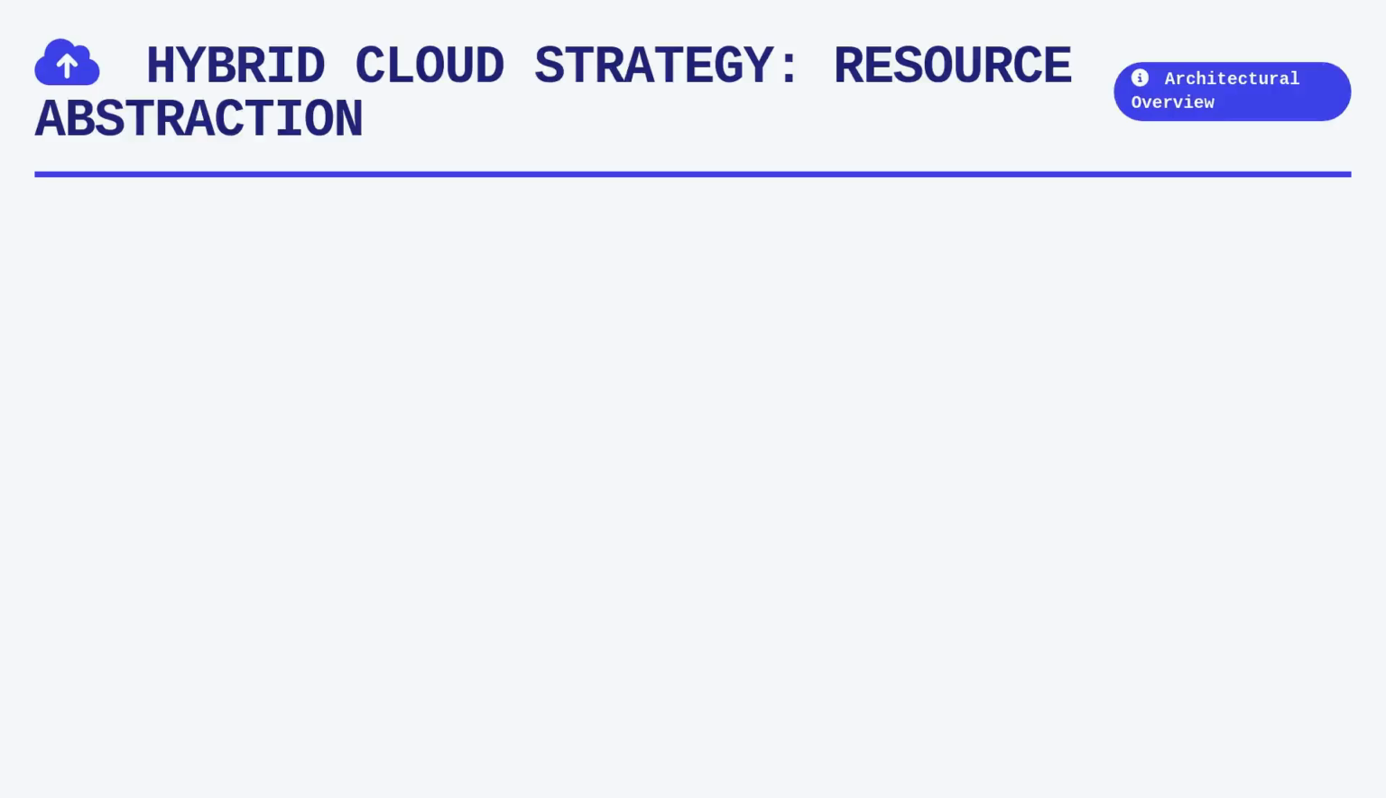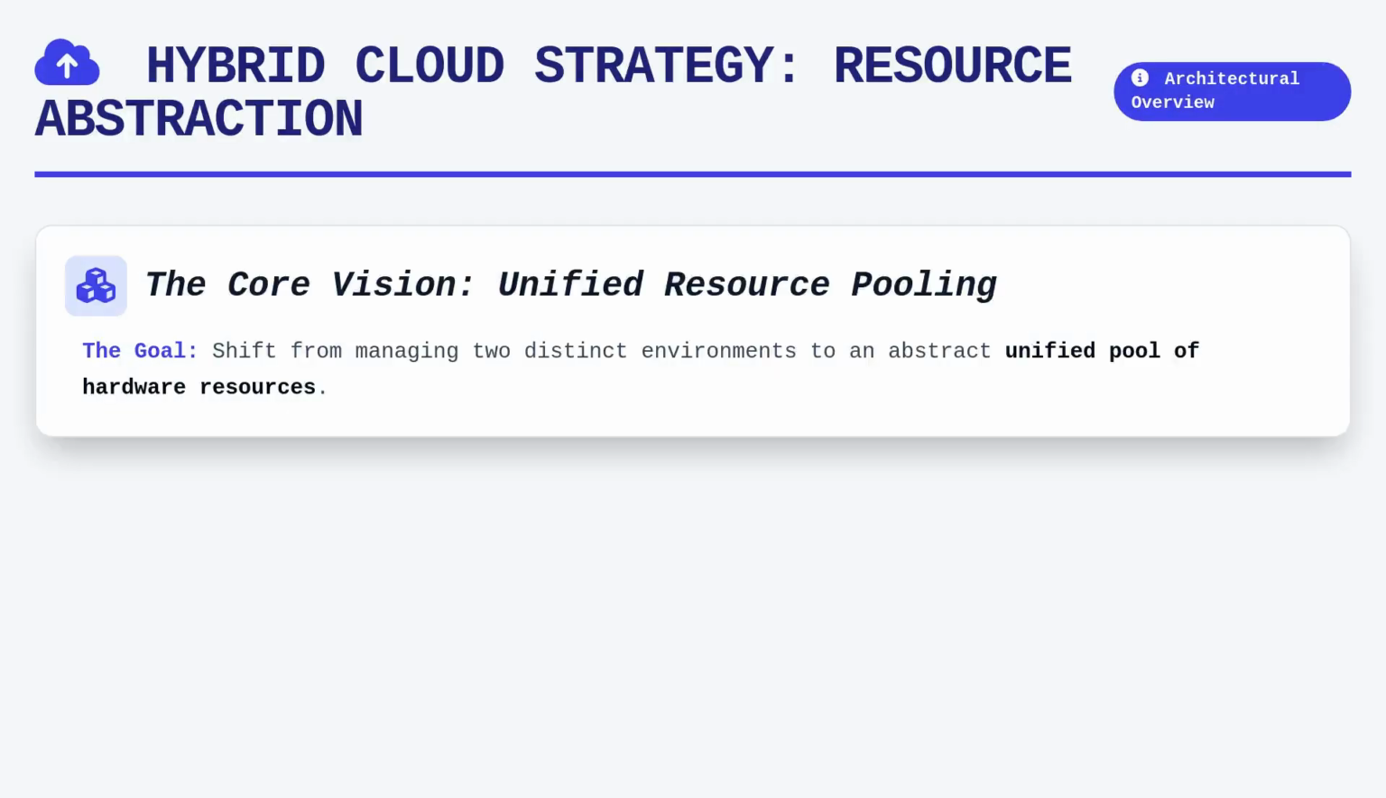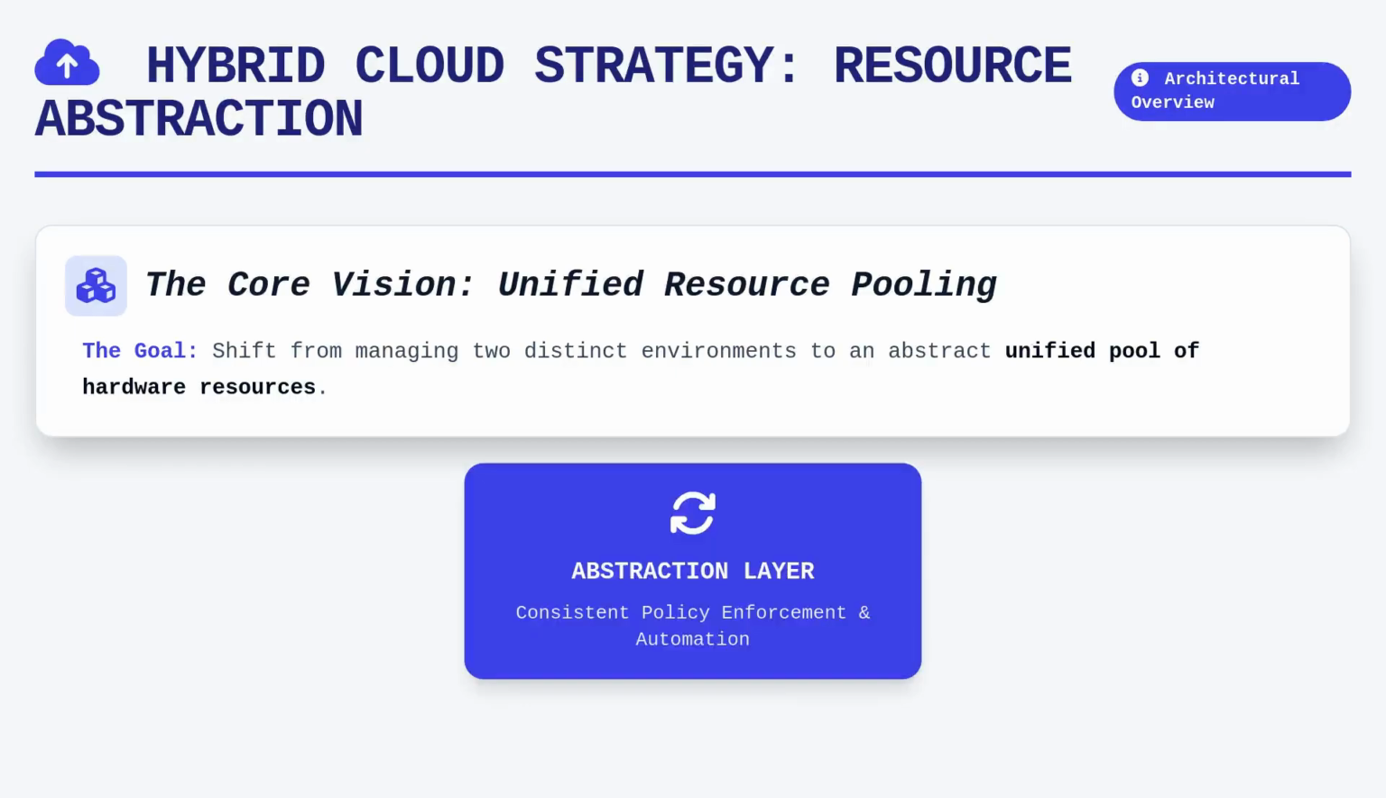A successful hybrid cloud strategy is rarely about managing two distinct environments, but rather about abstracting the underlying hardware to treat varied locations as a unified pool of resources. At the heart of this abstraction lies the requirement for consistent policy enforcement across physical data centers and cloud providers. When we speak of architectural constraints, we are primarily concerned with latency, data sovereignty, and the physical limitations of network bandwidth when moving workloads between disparate platforms.